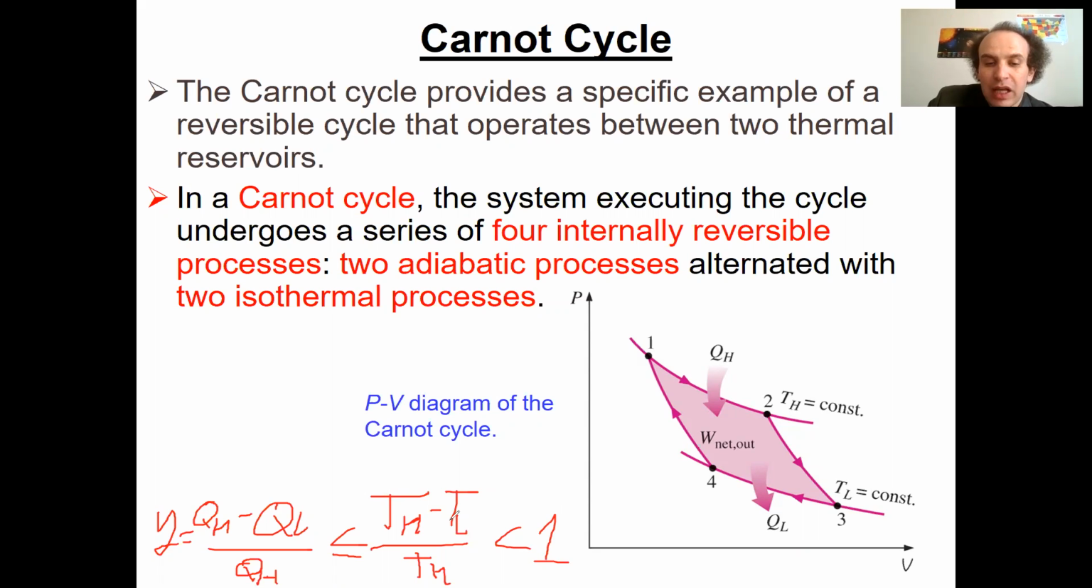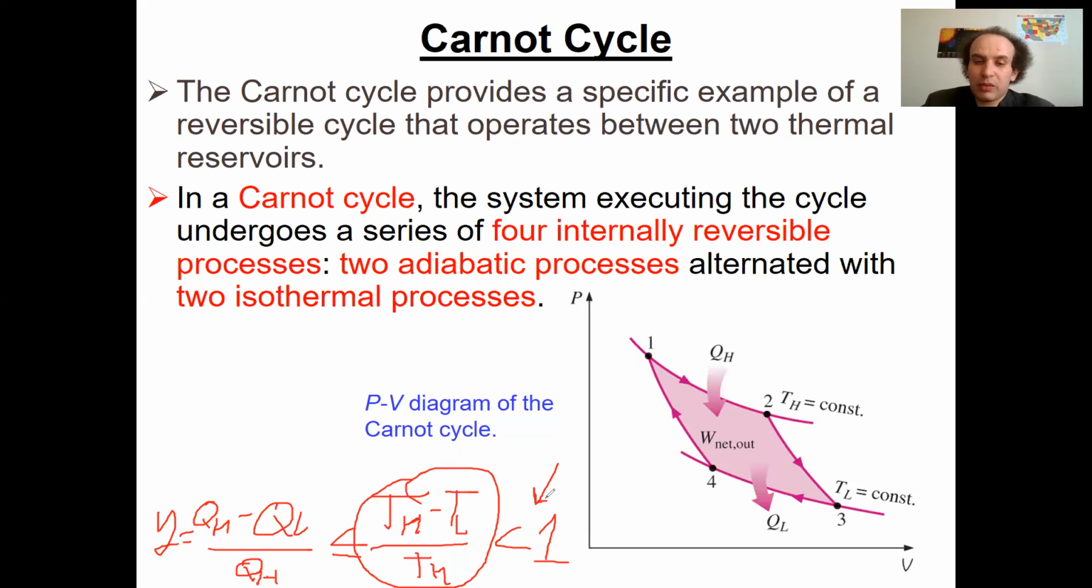And you may realize now, if your TL tends to absolute 0, you may theoretically approach 100%. But that's the maximum that you can attain. Your efficiency cannot be here. If your efficiency is here, our universe would not exist. That's a key point to understand. Do you understand this?